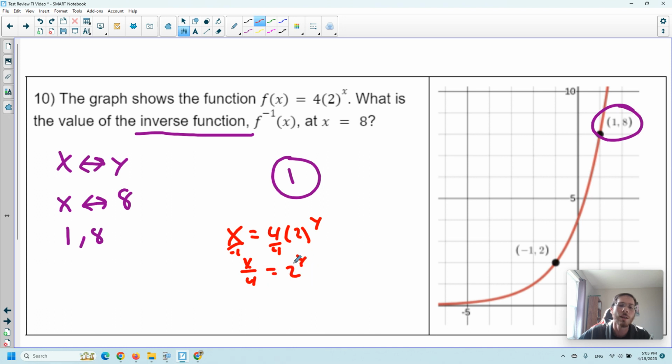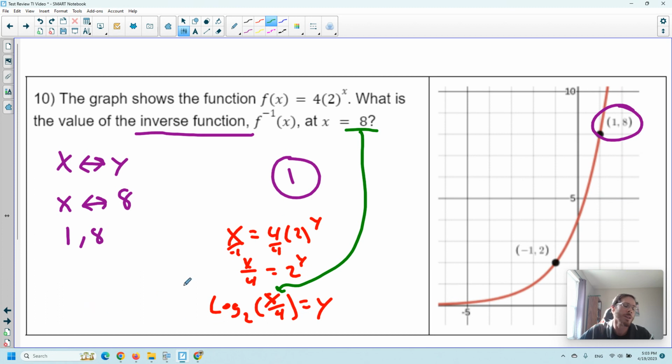Equals 2 to the y. We see we have 2, so we can log base 2 both sides. x over 4 equals y. And then I can plug in the 8. So I can plug the 8 directly into the equation. So if I like the equations better, this is what I would do.